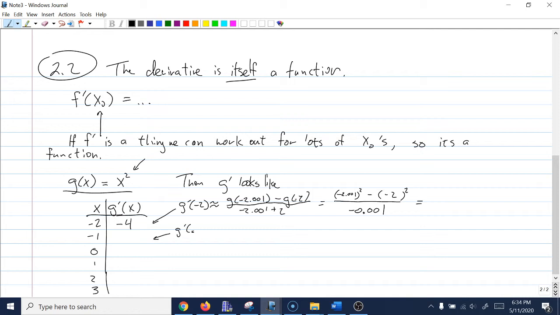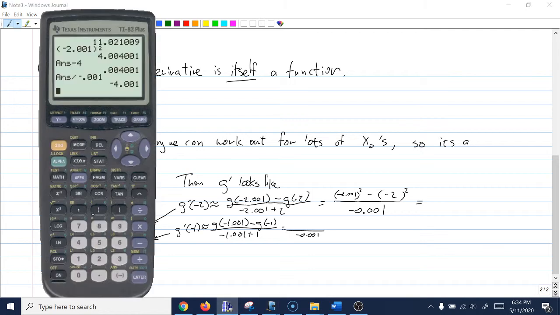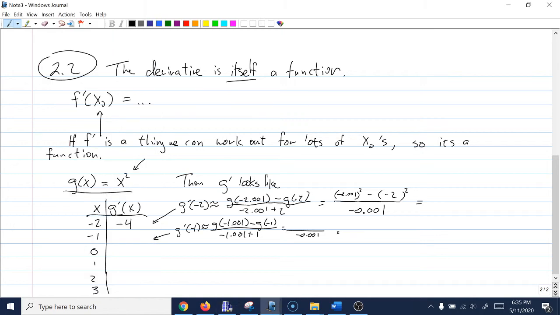Let's try g prime of negative 1. It's about g of negative 1.001 minus g of negative 1, divided by negative 1.001 minus negative 1. On top we have, dear calculator, what is negative 1.001 squared, minus negative 1 squared, which I know is 1. Now divide by negative 0.001. I get a number so close to negative 2 that I would guess the answer is negative 2.